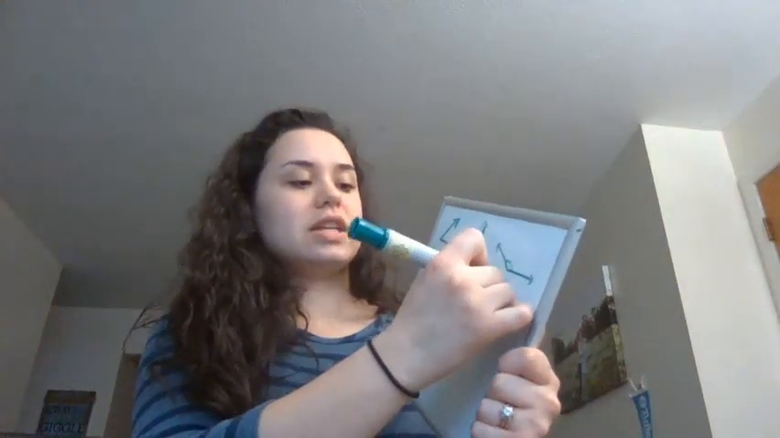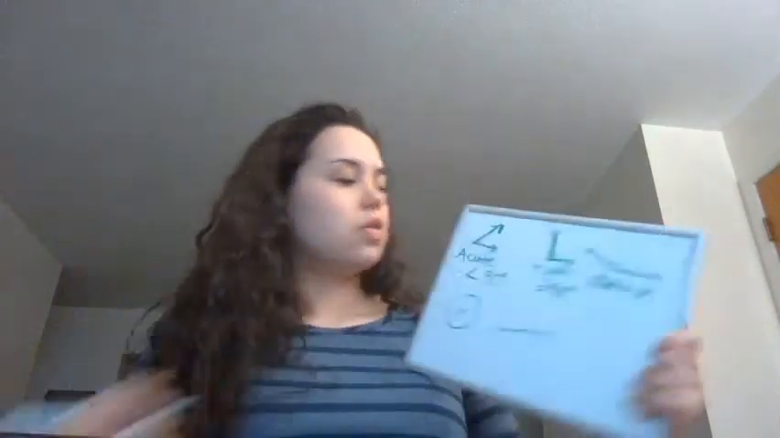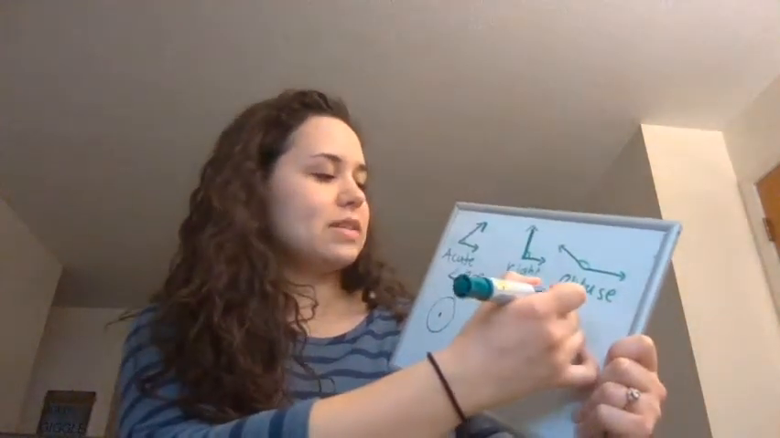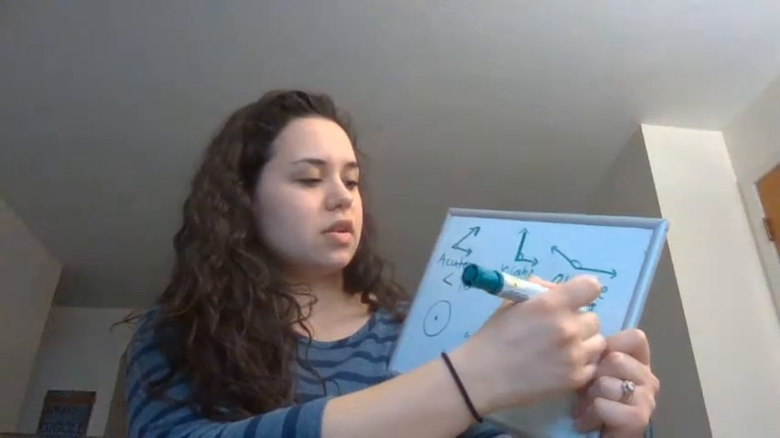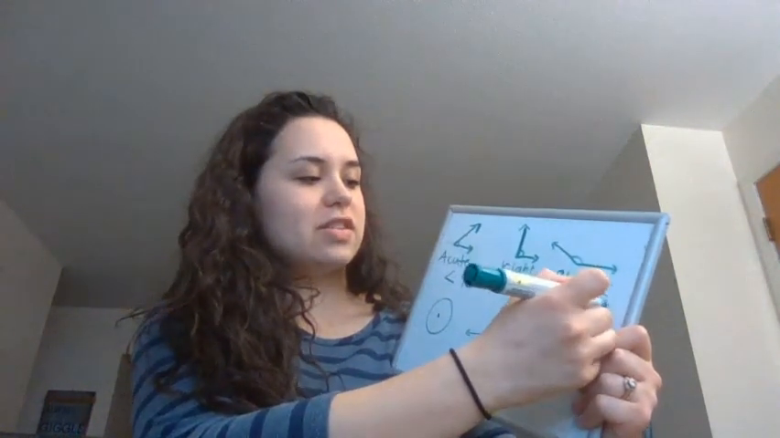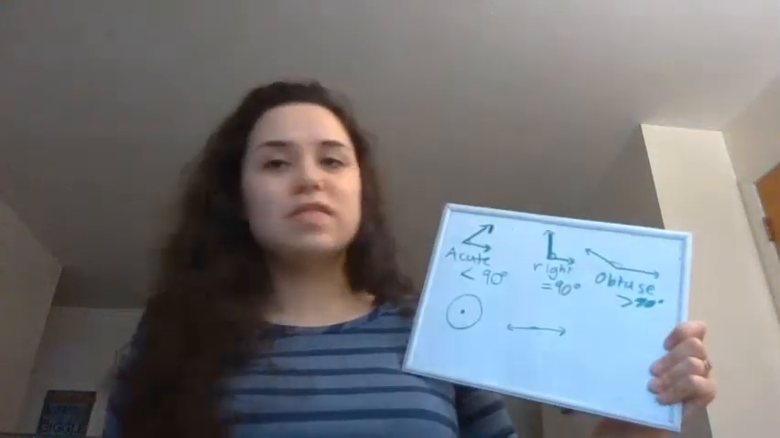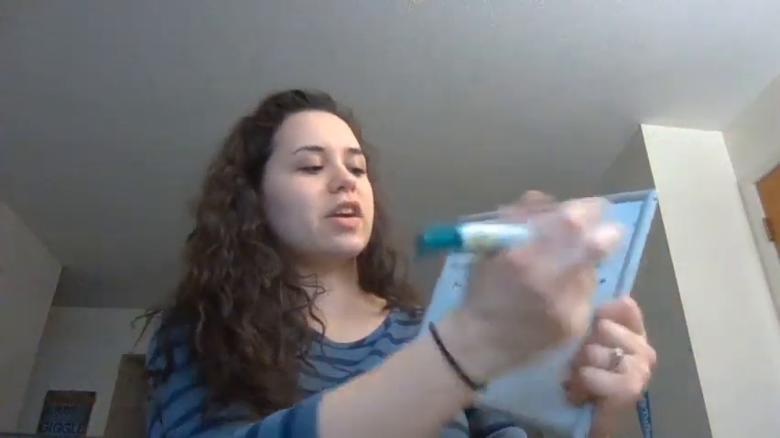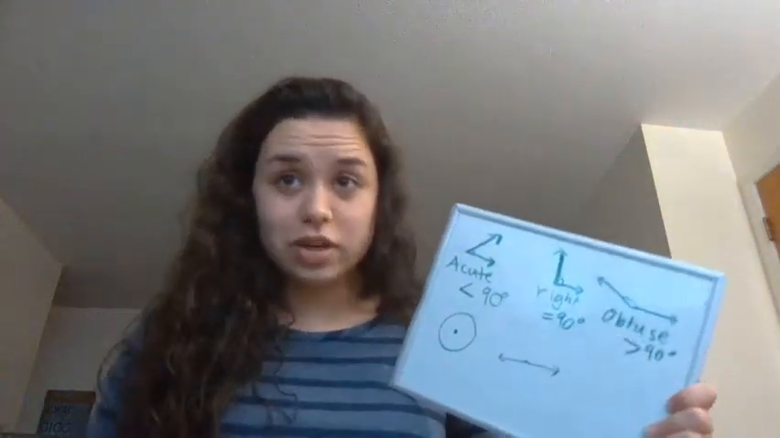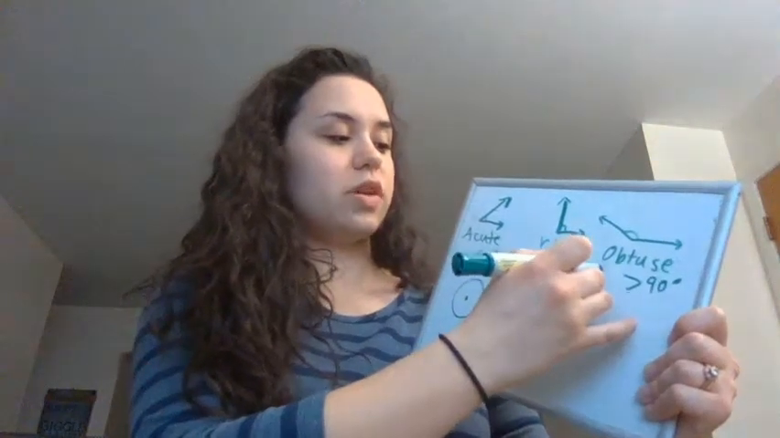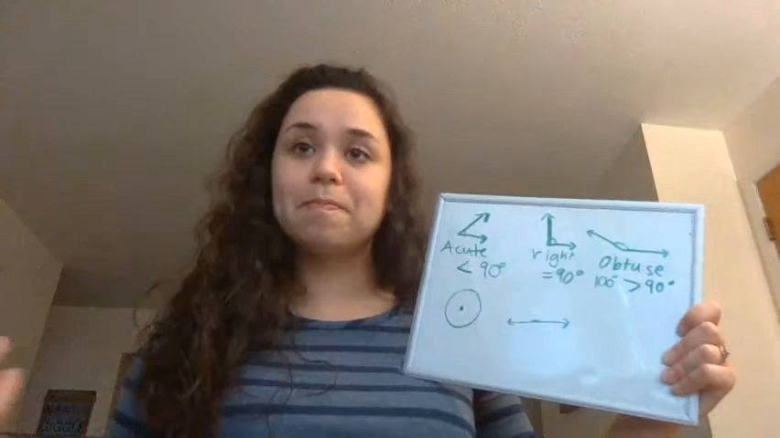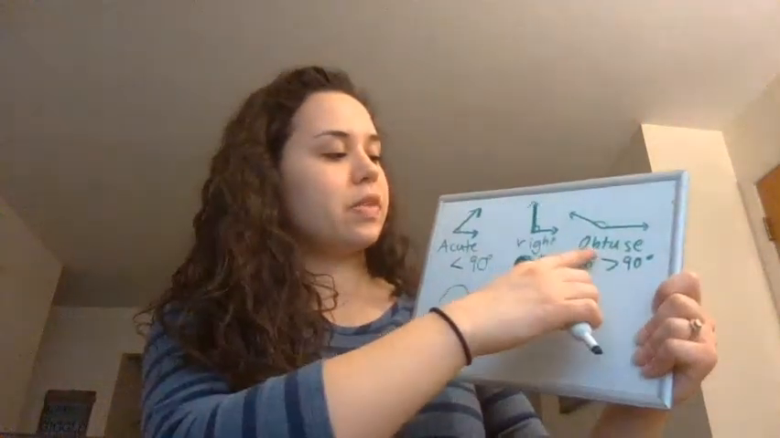Obtuse is big or larger than 90 degrees, greater than 90 degrees. So I have my 90 degrees on this side. Let's think of some angles. Oh my goodness, that looks horrible. Let's think of some angles that are bigger than 90 degrees. Well, I know that 100 is bigger than 90. Let's put 100. 100 is greater than 90. Yep, that makes sense. That could be an obtuse angle.